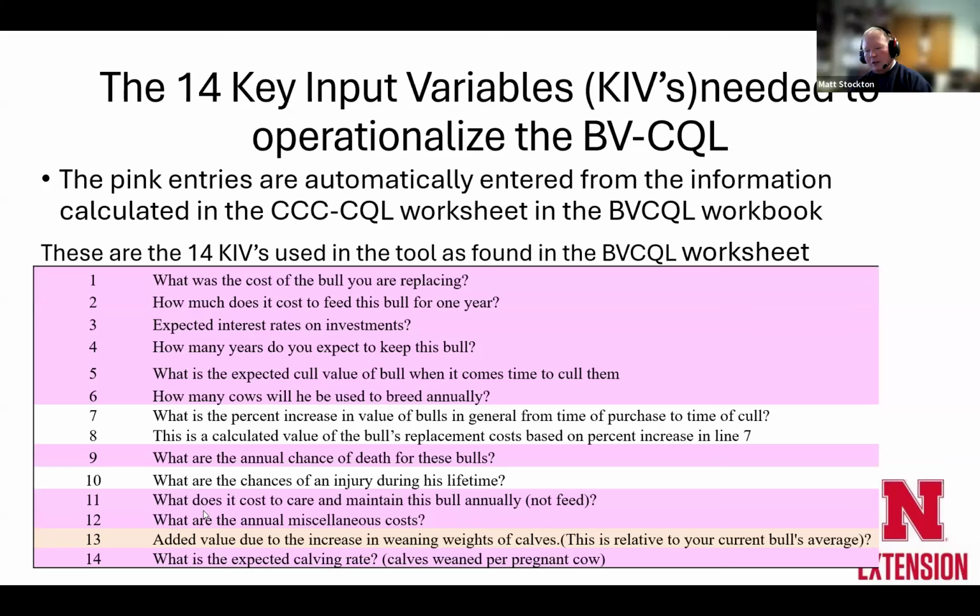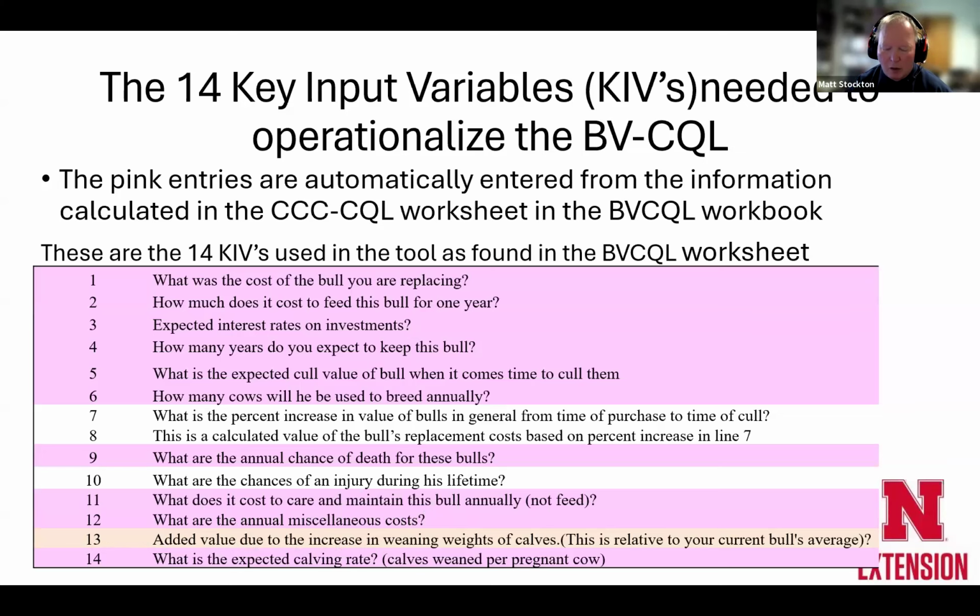And then, what does it cost to maintain the bull annually, not feed, which means how much depreciation you have and that sort of thing. And then some miscellaneous costs. And then the key thing here in number 13, and the reason it's brown is that it's a key factor.